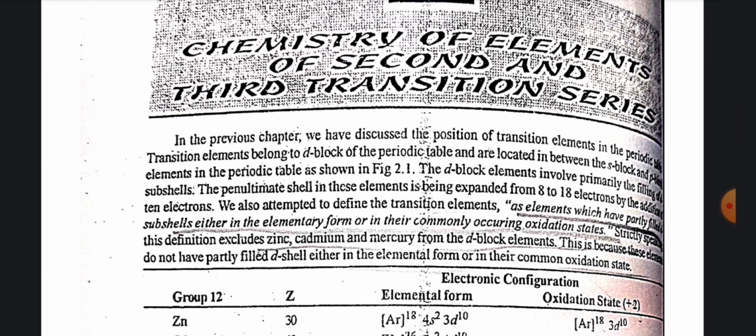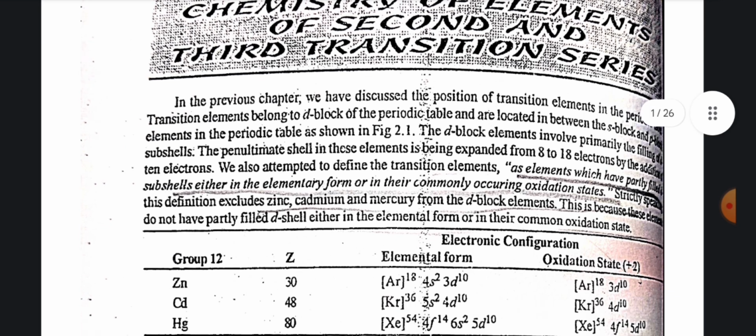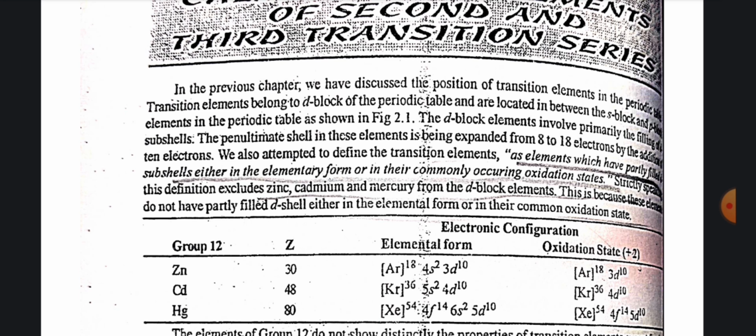Transition elements belong to D block of the periodic table and are located in between the S block and P block elements in the periodic table. The D block elements involve primarily the filling of subshells. In these elements, the penultimate shell is being expanded from 8 to 18 electrons by the addition of 10 electrons. We also attempt to define the transition elements as elements which have partially filled d subshells either in the elementary form or in their commonly occurring oxidation states.